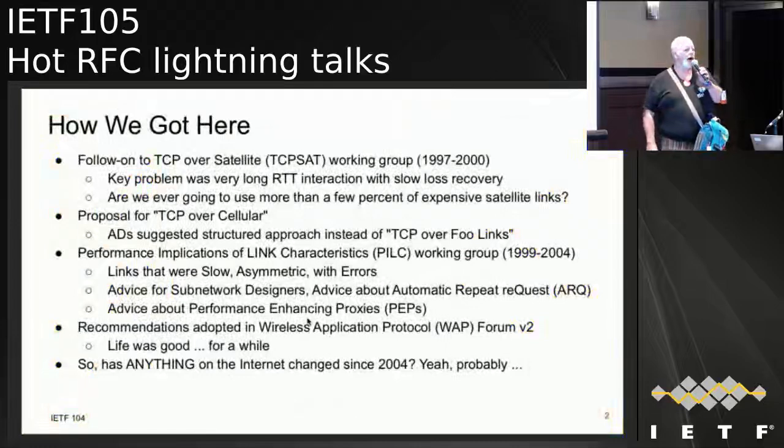So how we got here: we did a follow-on to the TCP over satellite working group in 1997 to 2000, talking about very long RTT interaction with slow loss recovery. I brought a proposal for TCP over cellular to the IETF, and the AD suggested a structured approach instead of doing TCP over foo links. Aaron and I co-chaired the PILC working group 1999 to 2004, and we had specific recommendations that we issued as BCPs, most of them, for specific link characteristics. And that was adopted actually by Web Forum version 2.